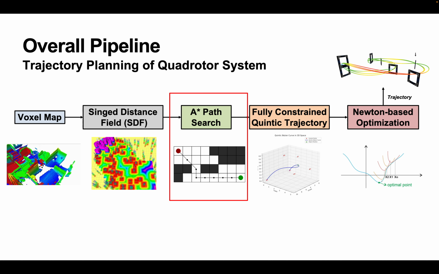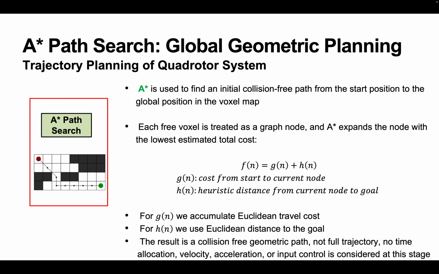First, let us focus on the A-star path search step in the pipeline. So A-star is used for global geometric planning in the voxel map. Each free voxel is treated as a graph node, and A-star searches from the start position to the goal position by minimizing the sum of the travel cost and the heuristic distance to the goal.